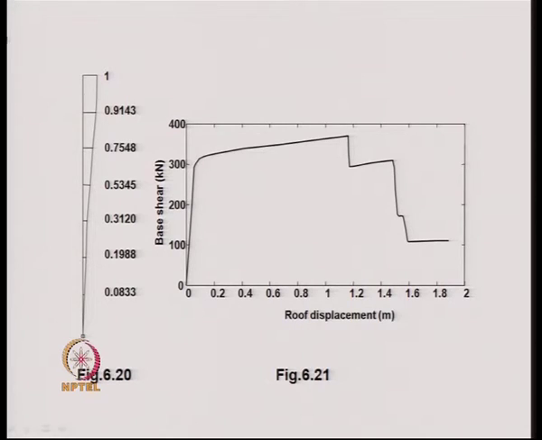This is the distribution of the lateral forces that is considered along the height of the building. This kind of mode shape is assumed for the analysis. So, one can get a plot like this from the pushover analysis, and if we go up to the state of collapse.